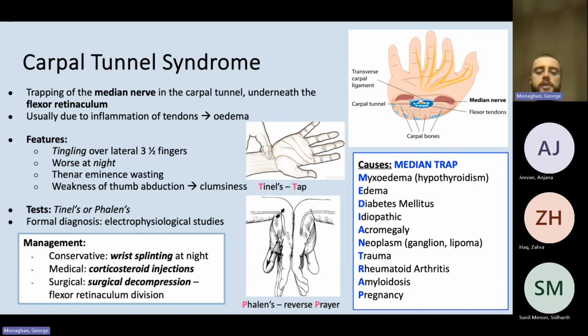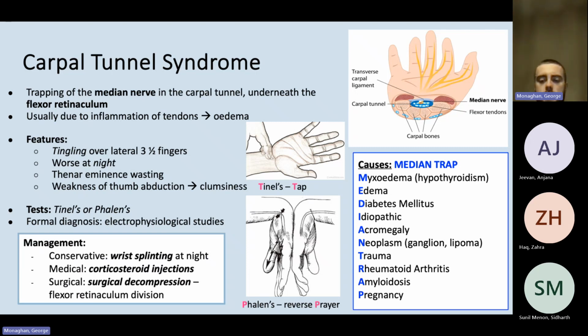So some management, we always start with conservative with most things that aren't emergency problems. And that's wrist splinting at night. So it holds your hand in an extended position, so that keeps it out of the flexion. Because obviously, if Phalen's is a hyperflexion, that makes it worse. Therefore, if your wrists flex normally, then that's going to make it worse as well. So if you keep it in extension, then the symptoms are relieved.